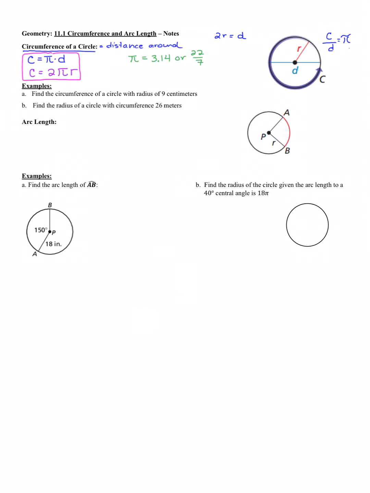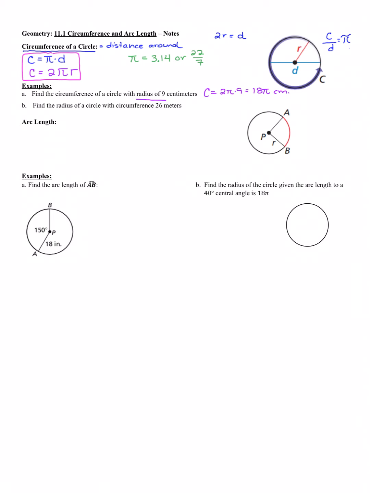Okay, so let's do an example. Find the circumference of a circle with a radius of 9 centimeters. All right, so I'm going to use the formula that has the radius. So this is going to be 2 pi times 9, which will be 18 pi, and our units will be centimeters.